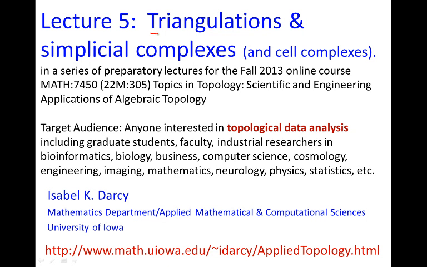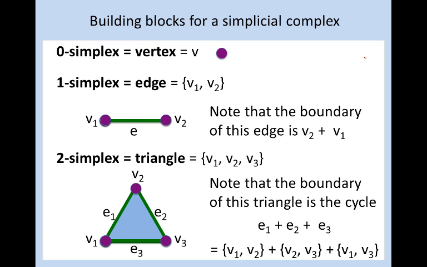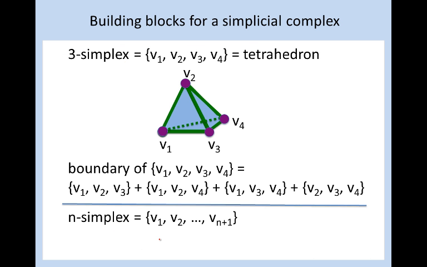Lecture 5, Triangulations and Simplicial Complexes, with an optional introduction to cell complexes. The building blocks for a simplicial complex consist of 0 simplices, which are zero-dimensional vertices, 1 simplices, which are one-dimensional edges, 2 simplices, which are two-dimensional triangles, as well as 3 simplices, which are solid three-dimensional tetrahedron.